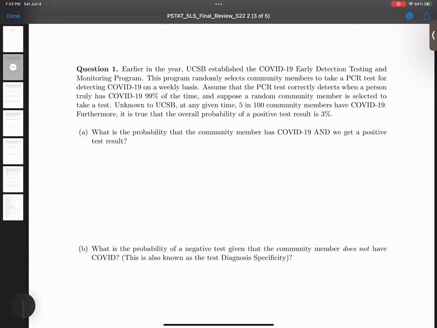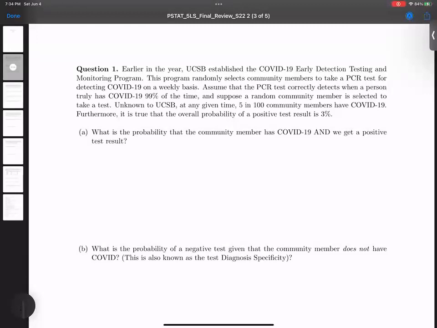So this first problem says, earlier in the year, UCSB established the COVID-19 early detection, testing, and monitoring program. The program randomly selects community members to take PCR tests for detecting COVID on a weekly basis. Assume that the PCR test correctly detects when a person truly has COVID 99% of the time, and suppose that a random community member is selected to take the test. Unknown to UCSB at the time, 5 in 100 community members have COVID-19. Furthermore, it is true that the overall probability of a positive test is 3%.